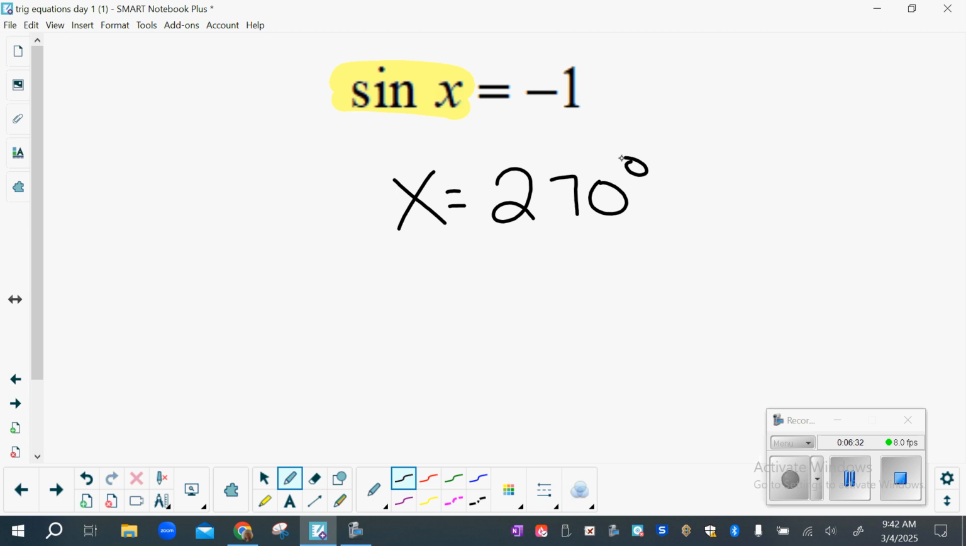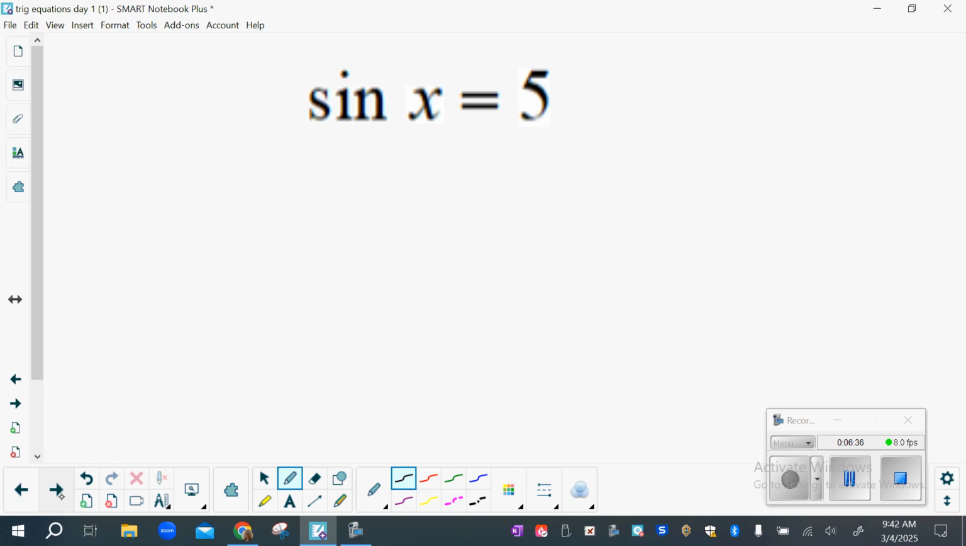Let's step up our game a little bit. Let's make it a little trickier. Not a lot trickier, a little trickier. How about this one? Sine of x equals 5. Go to your unit circle. Find where sine equals 5.